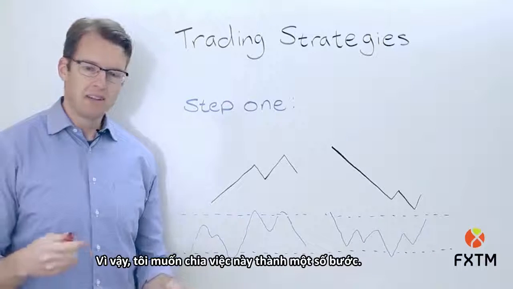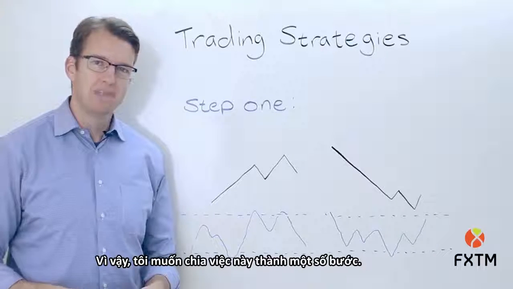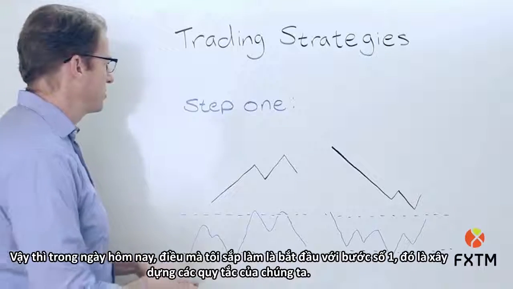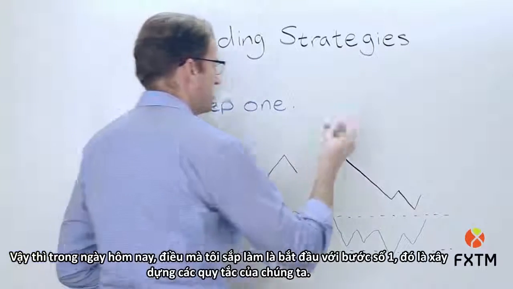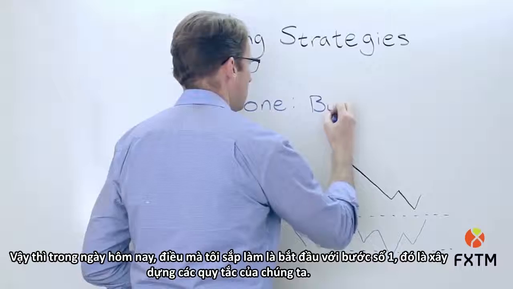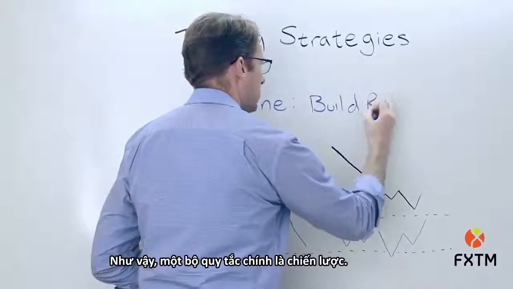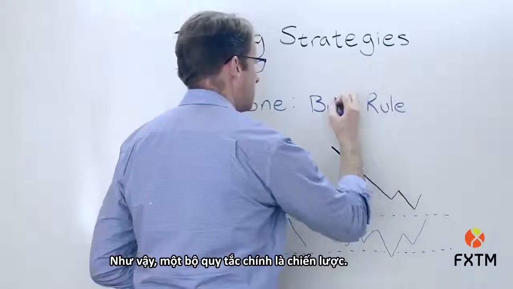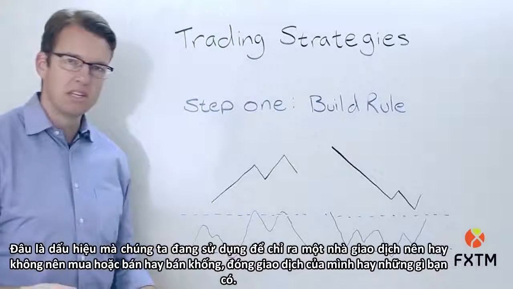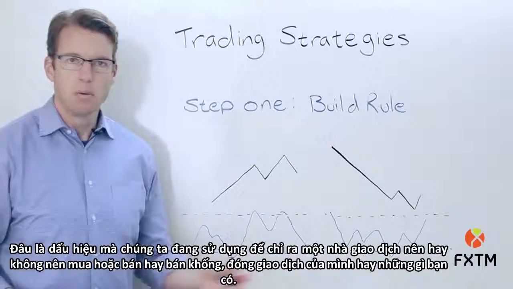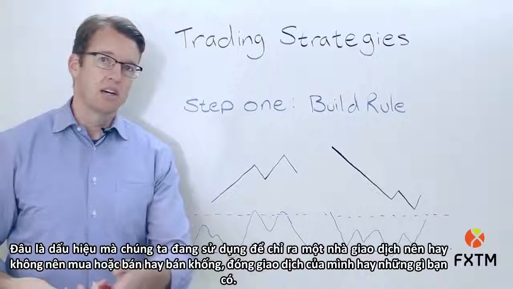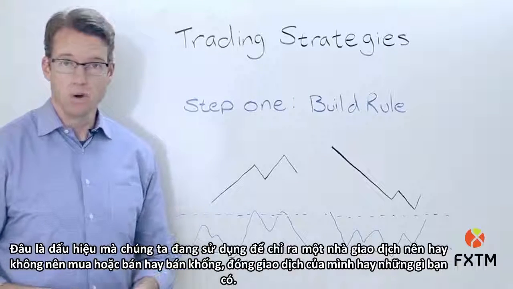So I like to separate this up into a couple of steps. Today we're going to start with step number one, which is to build our rules. A rule set is just: what is the strategy? What is the signal that we're using to indicate whether or not a trader should be buying, selling, shorting, closing their trade, or what have you.